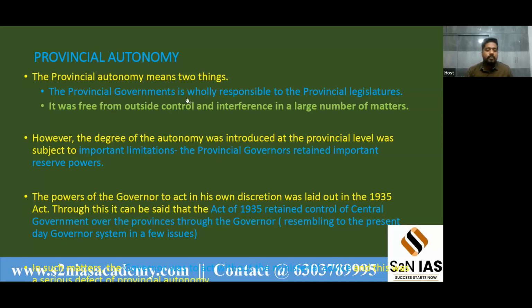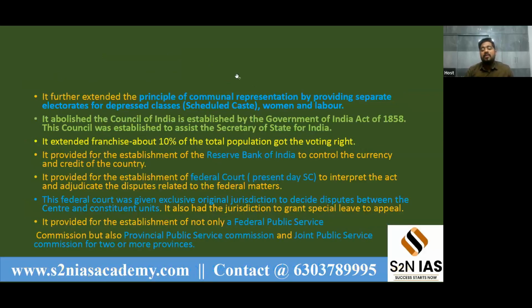It further extended the principle of communal representation by providing separate electorates for depressed classes, which we observed in the first part of this act itself. Women and labor were also given separate electorates, which is very, very important. It abolished the Council of India established by the Government of India Act 1858. The Council of India was abolished. This was established to assist the Secretary of State for India.